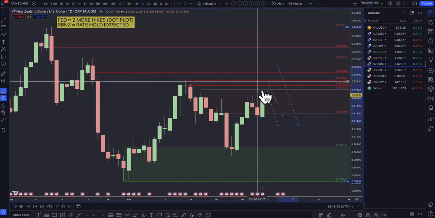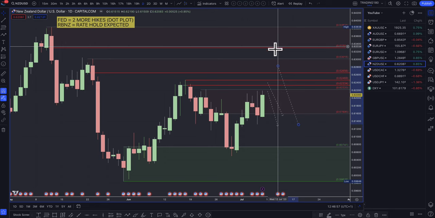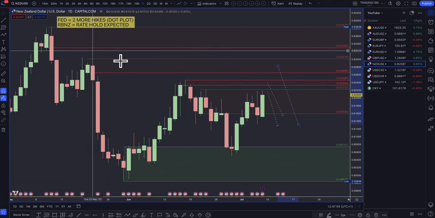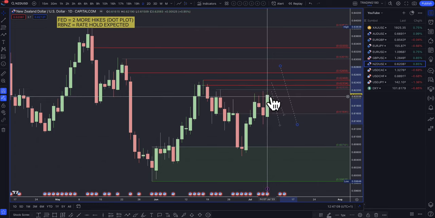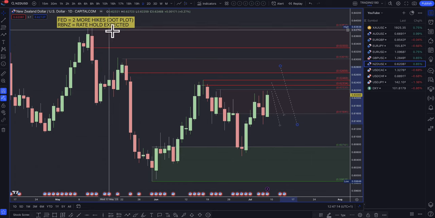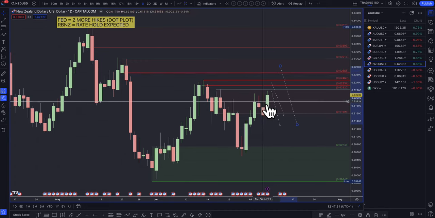looking to hike rates. If they do surprise the market by hiking rates, pretty much all bets are off the table. I think the New Zealand dollar will fly to the upside. There's no resistance or supply zone that's going to stand in the way of the market repricing exchange rates. And so you're going to definitely see the New Zealand dollar appreciate as the market has to revalue the New Zealand dollar exchange rate on rate hikes, because I think they're priced in pretty much rate holds.